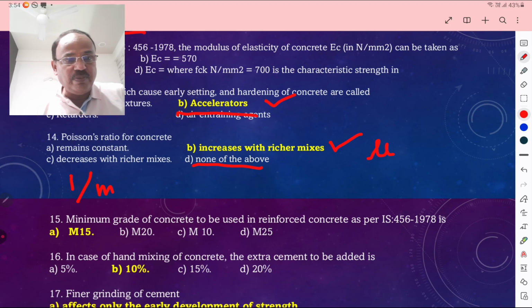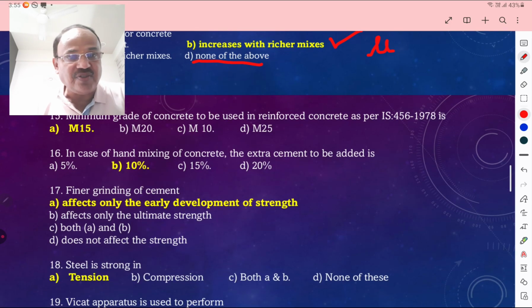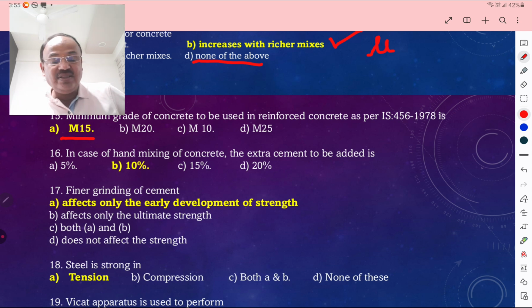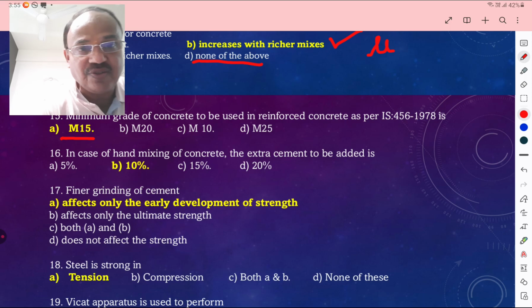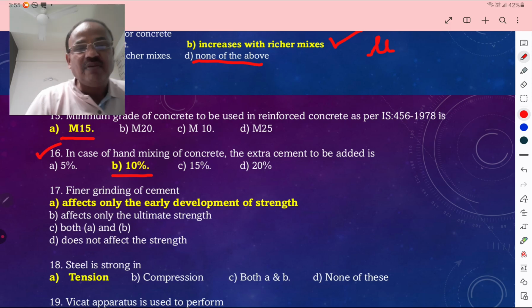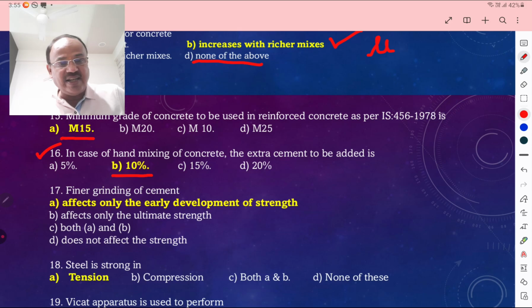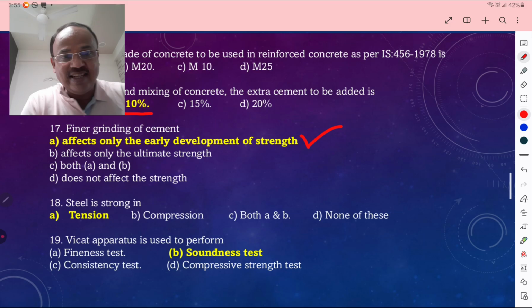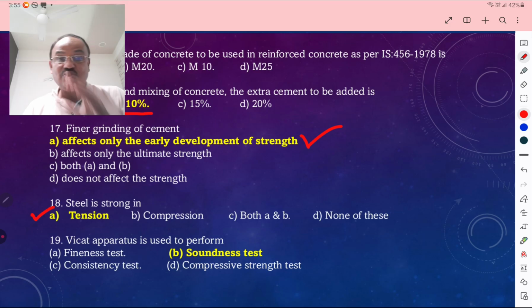Then the minimum grade of concrete to be used in reinforced concrete as per IS 456 is M15. So what is M15? It is 1:2:4. In case of hand mixing of concrete, the extra cement to be added is 10%. Finer grinding of cement affects only the early development of strength, affects only ultimate strength, both A and B, or does not affect the strength? It affects the strength, but it affects the early development of strength. Steel is strong in tension. It is very correct. Steel is not strong enough in compression as compared to concrete.